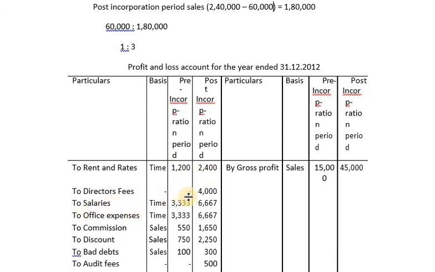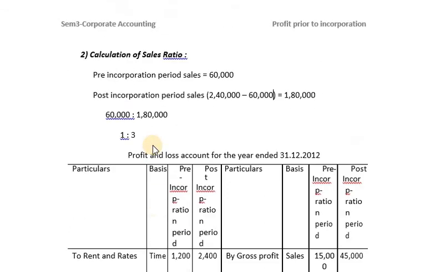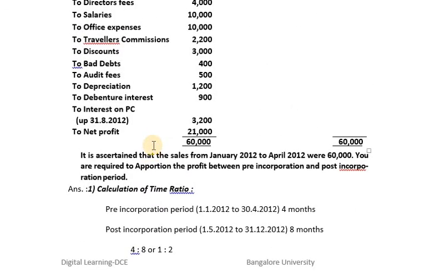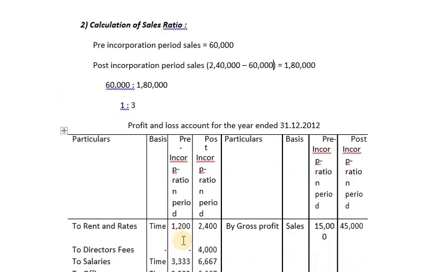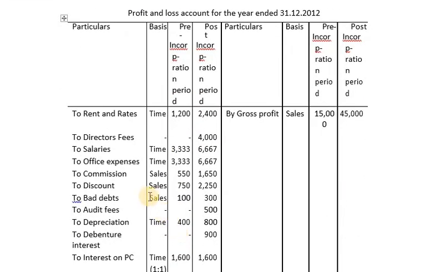Directors fees, post-incorporation, 4,000. Then salaries, once again time ratio 1:2: 3,333 and 6,667. Salaries were 10,000, so 10,000 into 1 by 3; you can calculate it. Similarly, office expenses at 1:2 are 3,333 and 6,667.